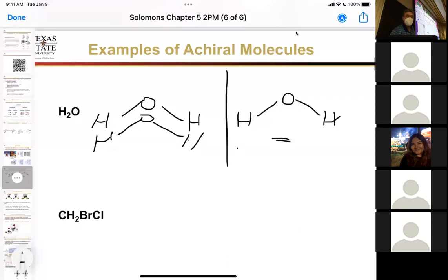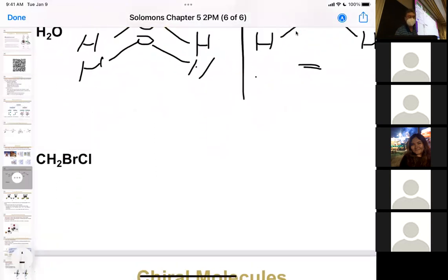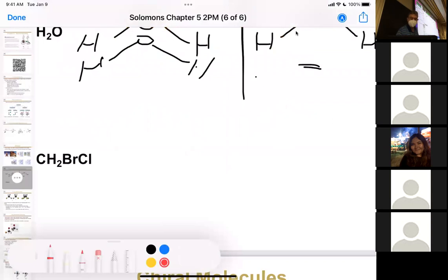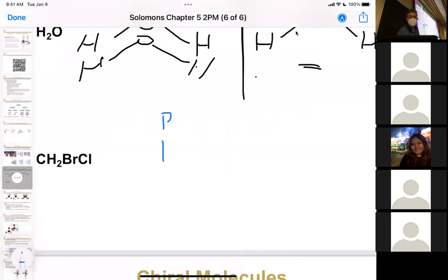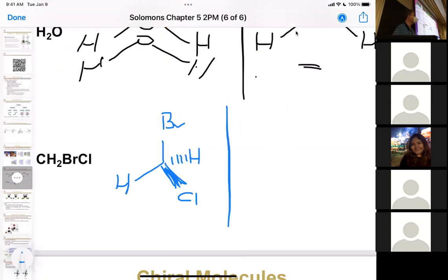Okay, let's try something more organic-like here. I'm going to do bromine up here. This is my heavy wedge. This is my chlorine. This is my hydrogen, and this is my other hydrogen. So we're going to draw our mirror and make its mirror image. We start here, and it's going to be chlorine with a heavy wedge, hydrogen with a dashed wedge, followed by the bromine, and then the hydrogen over here. Great. So we have a mirror image, but is it superimposable?